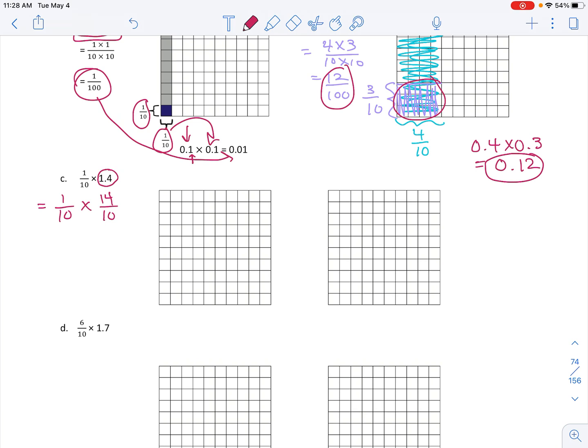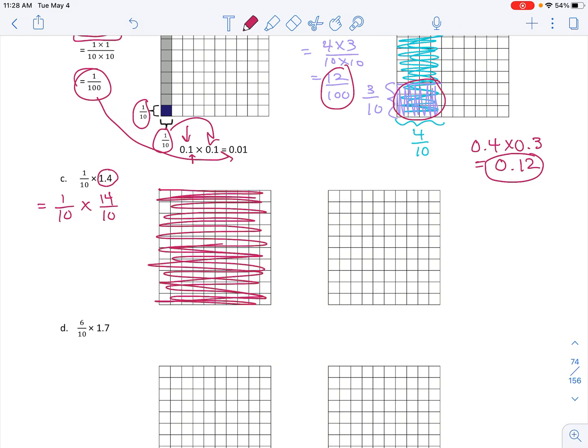And what we can do is to show 14/10, well, we have to color in 1 whole. So notice this is 10/10. 1, 2, 3, 4, 5, 6, 7, 8, 9, 10/10 if you count those. And then we color in 4 more tenths in this second whole. So we have more than 1 whole that we're starting with. So this is 10/10. And then we have 4 more tenths.